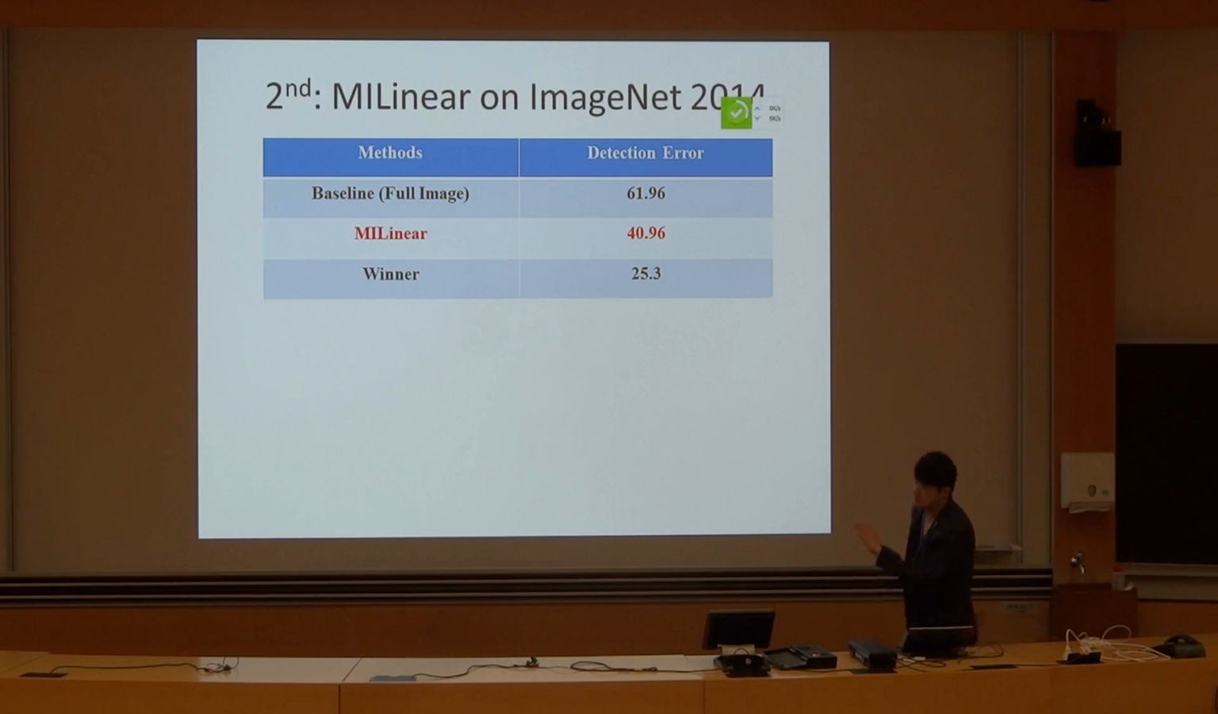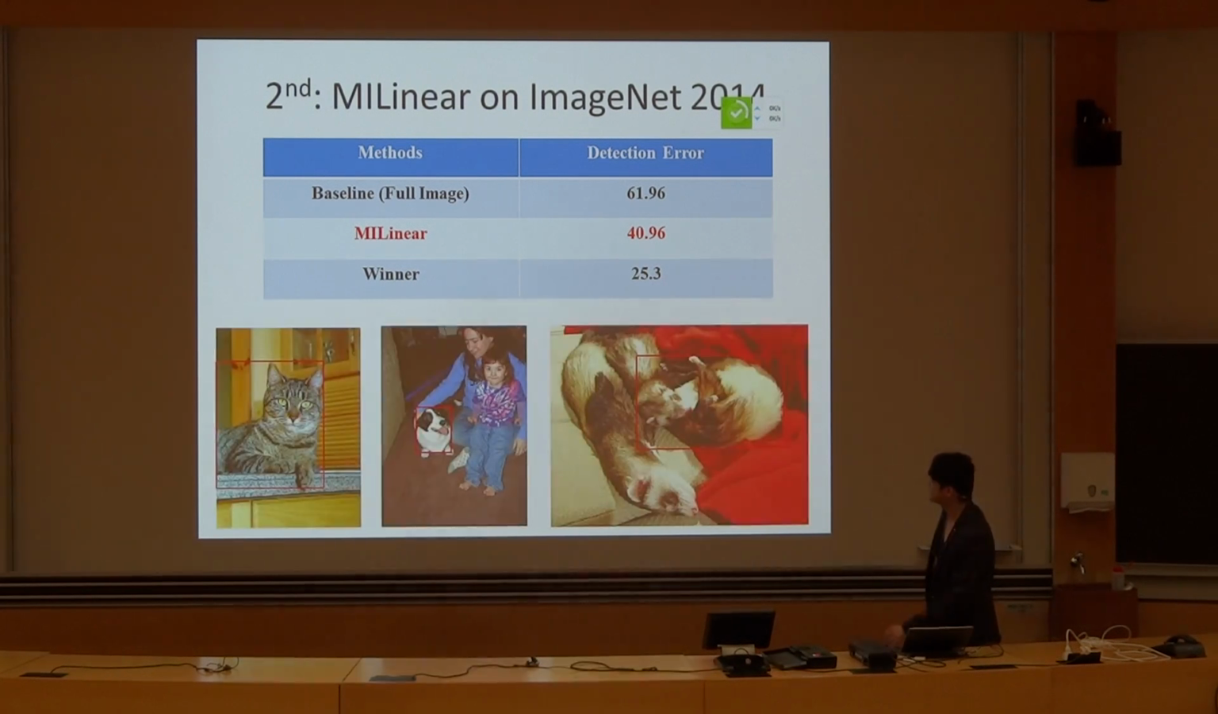Okay, so let's look at the weakly supervised learning on ImageNet 2014. This is a localization, this is a detection error. We can see that the baseline, if we use the full image as the object location, we get a detection error of 32. And if we use the weakly supervised learning, the multi-instance learning, we get 31, right? The winner is 25. I think our results are not that bad, right? It seems okay.